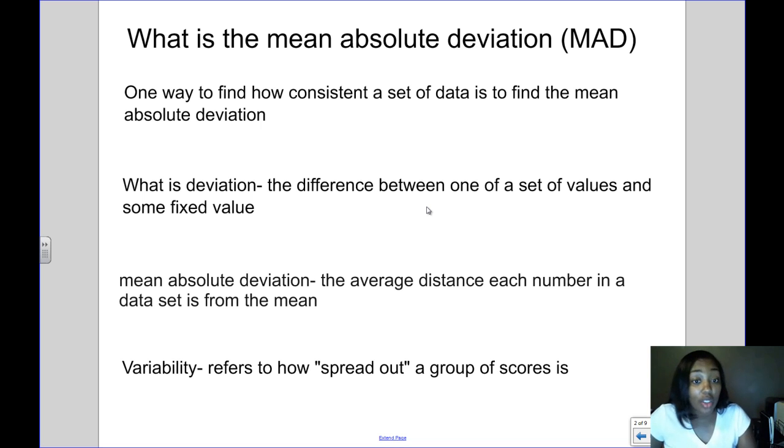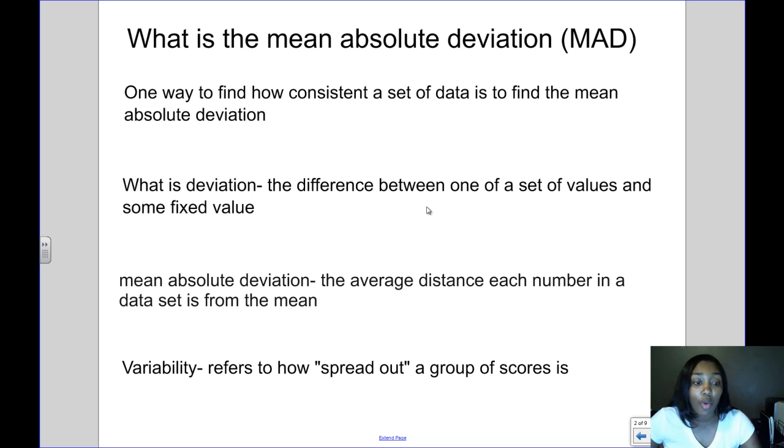What is deviation? Well, deviation is the difference between one of a set of values and some fixed value. And a fixed value would be a number that doesn't change. So it would be the fixed value, which is your number that's not changing, and the deviation is how far the other numbers are from that number. So the mean absolute deviation is the average distance each number in a data set is from the mean.